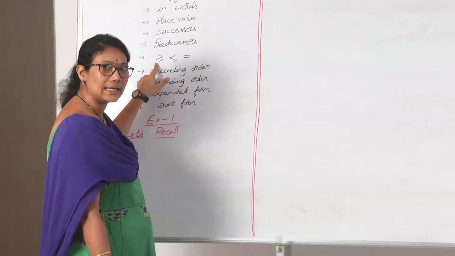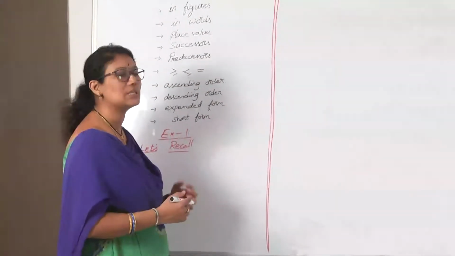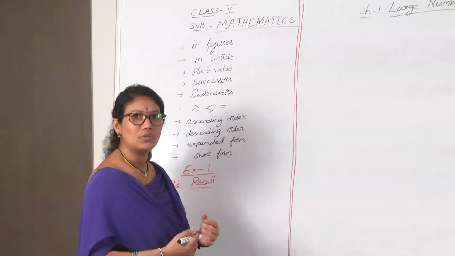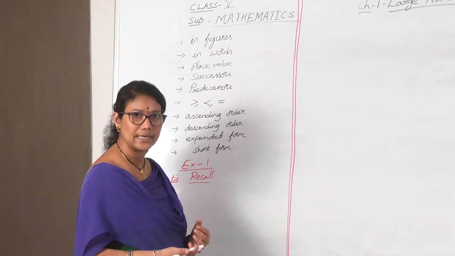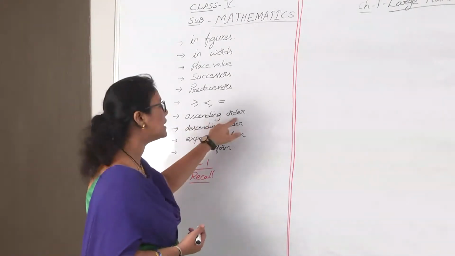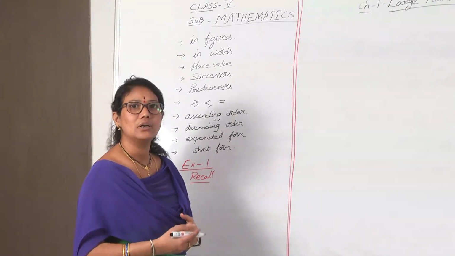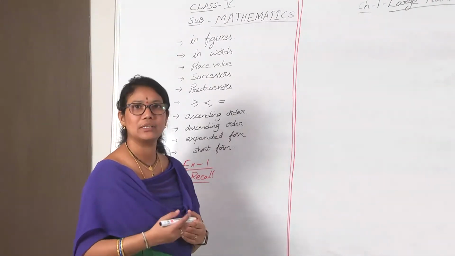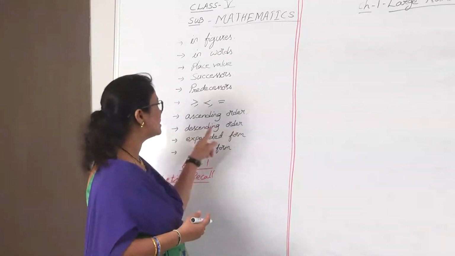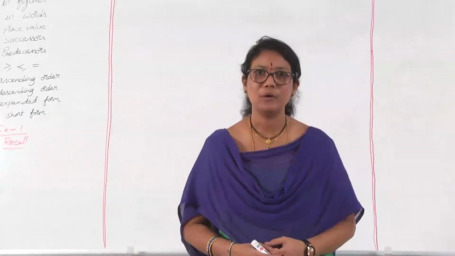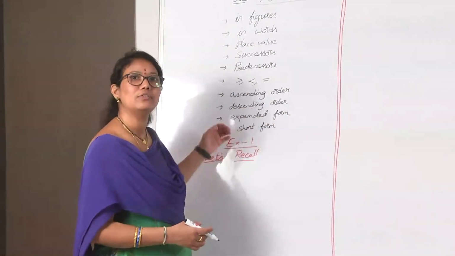Then greater than, less than and is equal to. It is like comparing the given two numbers and finding out whether the first number is greater than, less than or equal to the second number. Now, ascending and descending orders. We are going to recollect how to write the given set of numbers in ascending order, and the next, writing the numbers in descending order. Now, let us recollect the topics we have learnt in 4th class.